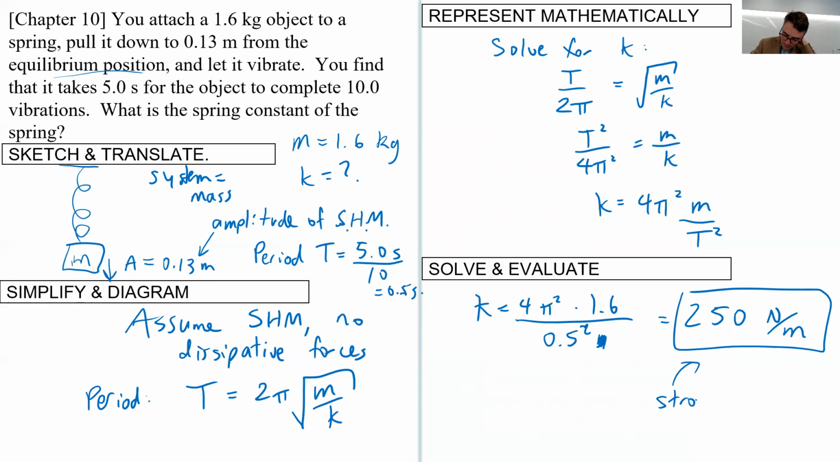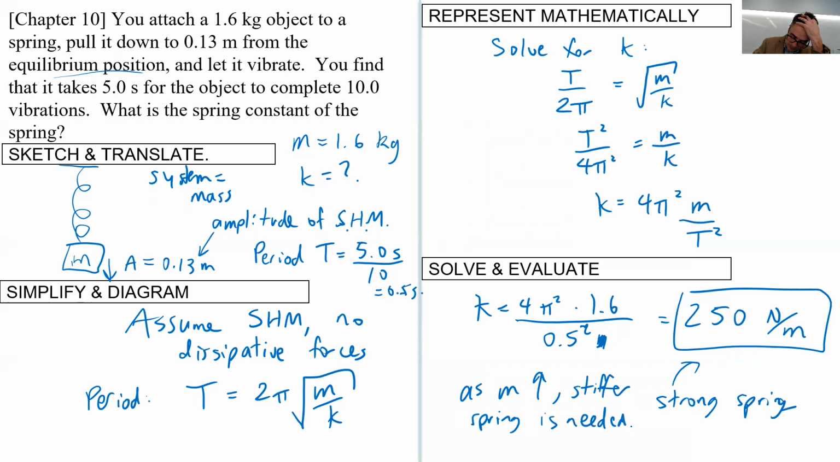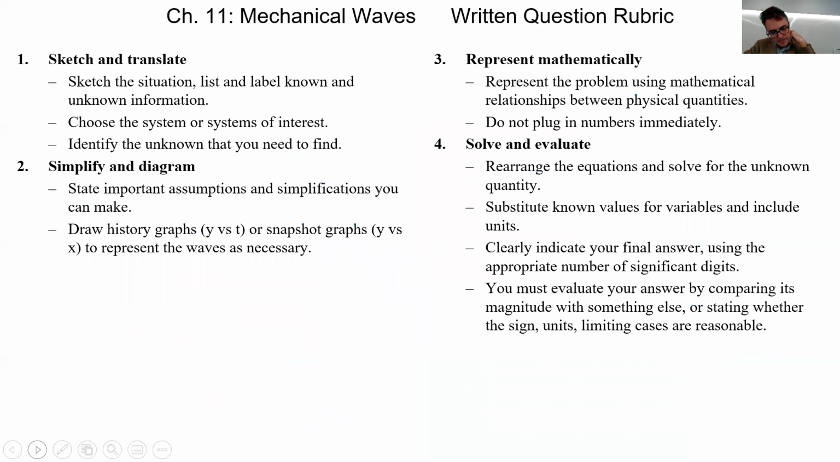A strong spring. And how do you evaluate this? I don't know. You could also say as m goes up, a stiffer spring is needed or something like that. m is in the numerator there. That is another way to evaluate, sort of a limiting case.